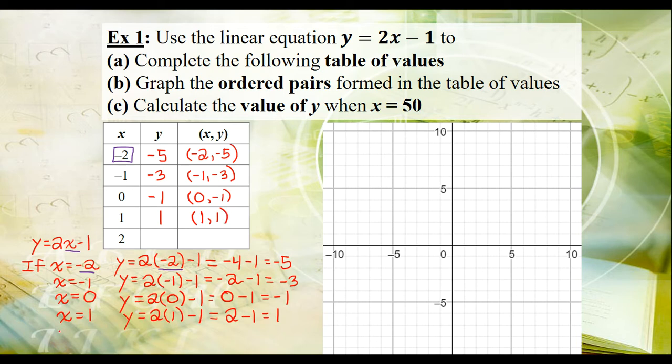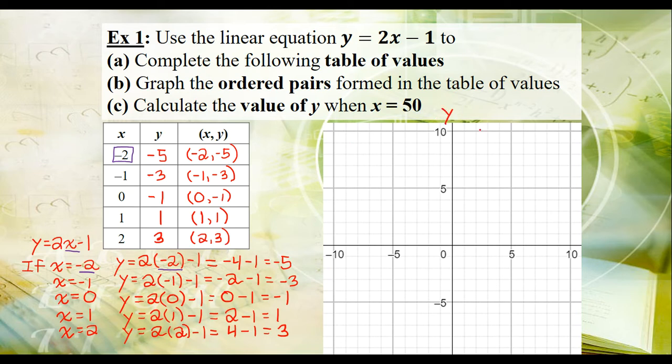And then the last one we have is x would be 2. So that's going to be y is equal to 2. This time around, we're going to replace the x with 2. So 2 multiplied by 2 minus 1 would be equal to 2 times 2 is 4. Minus 1 would be 4 minus 1 is 3. Okay, so here you'd have 2, 3.